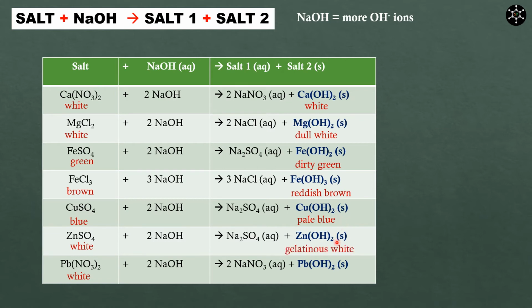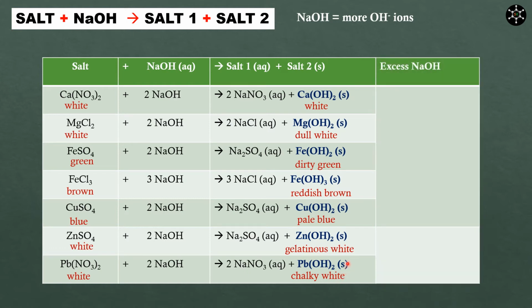Zinc sulfate gives us gelatinous white color precipitate of zinc hydroxide. Lead nitrate gives us chalky white precipitate of lead hydroxide. With the excess of sodium hydroxide, calcium hydroxide, magnesium hydroxide, ferrous hydroxide, ferric hydroxide, and copper hydroxide remain insoluble, whereas zinc hydroxide and lead hydroxide are soluble in excess of sodium hydroxide.